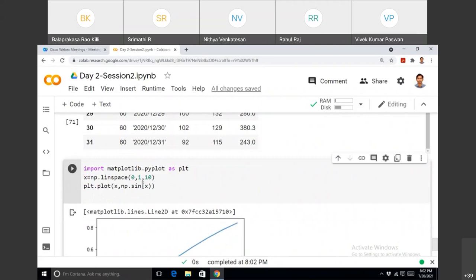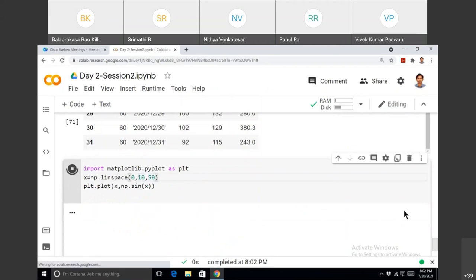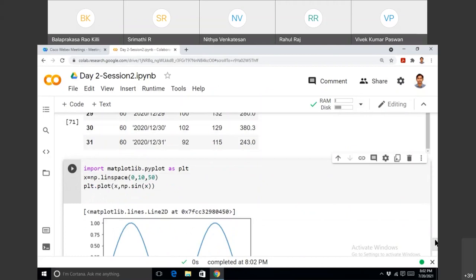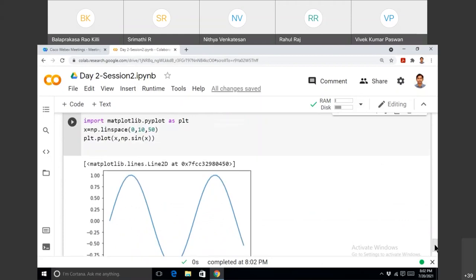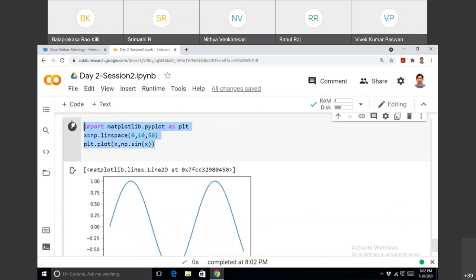Let me generate some points between 0 to 10, 50 points. Now let us see how it will look. Can you see? This is like a sine curve, an actual sine curve, between 0 to 10, using this plt.plot function. So this is the direct command, plt.plot.